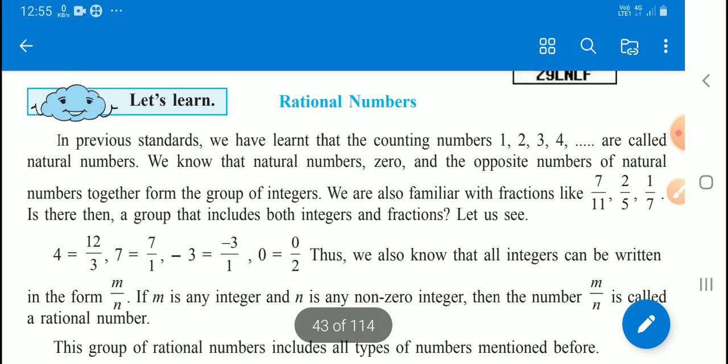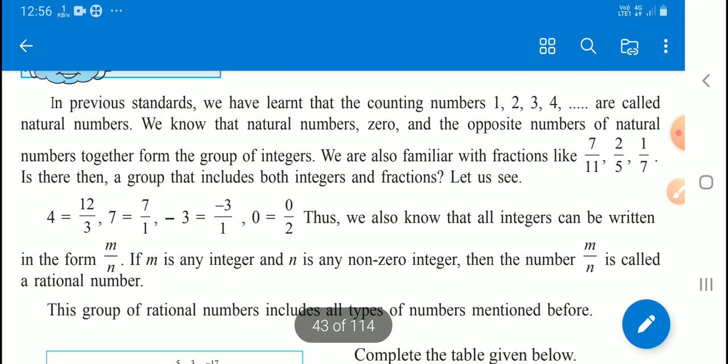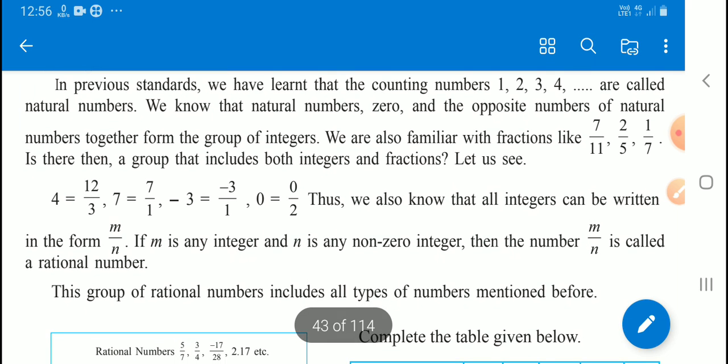Now look here, I will read from your book. Let us learn rational numbers. In previous standards, we have learned that the counting numbers 1, 2, 3, 4 and so on are called natural numbers. We know that 0 and the opposite numbers of natural numbers together with natural numbers form the group of integers. Means 0, all positive natural numbers and all negative natural numbers form the group of integers.